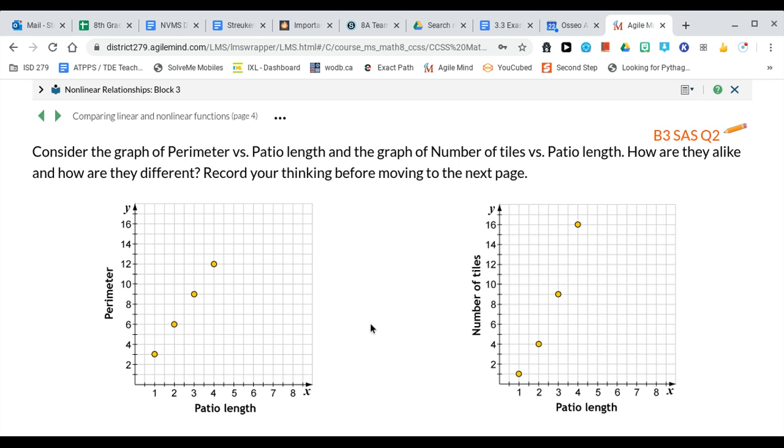Now it looks like to me they're similar because they're both increasing. They're both going up. They are both dealing with patio length. They're both looking at things that have to do with the tiles. Anything that you want to put that makes these two similar is fine.